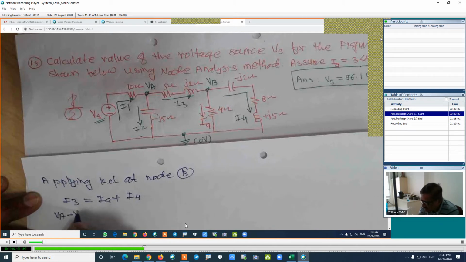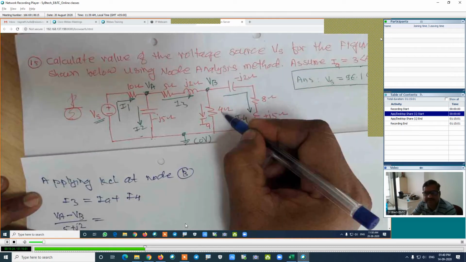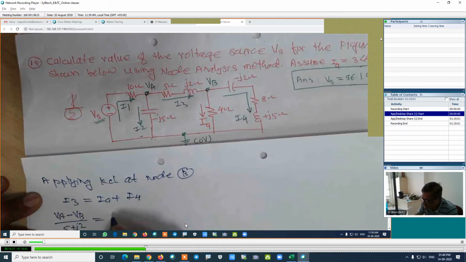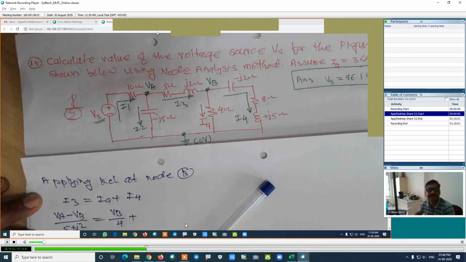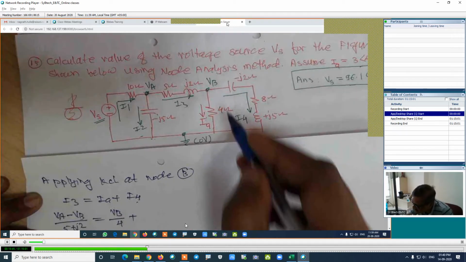VA minus VB divided by 5 plus J2, which is equal to IA. This is correct. VB minus 0 divided by 4 means it is VB divided by 4. Is it right? This I4 is the current in this branch.